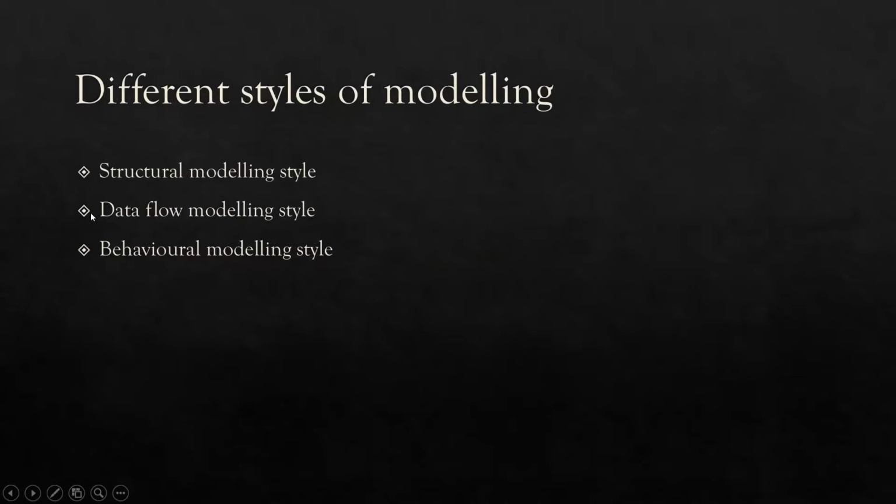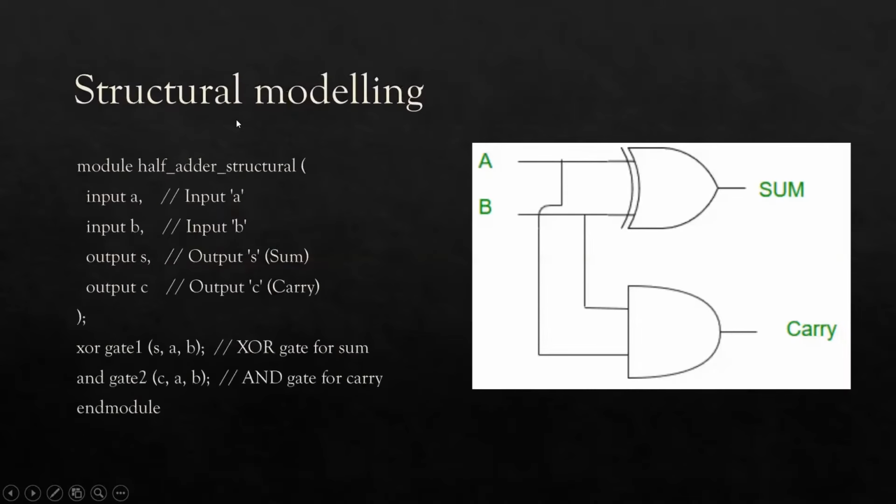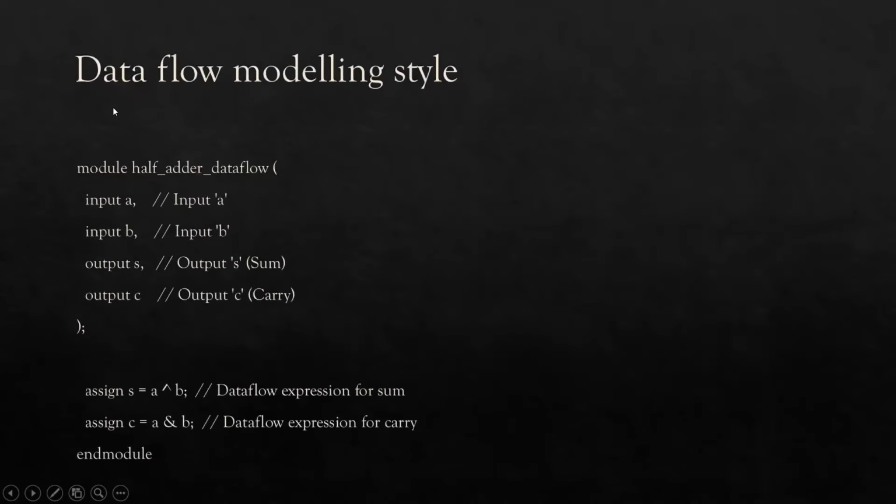Then we'll move forward to data flow modeling. Just remember, in structural modeling, we are writing these keywords. When it comes to data flow modeling, everything is the same, but you are dealing with symbols. Okay, XOR, and in data flow, you will deal with symbols. Assign S equals A XOR B.